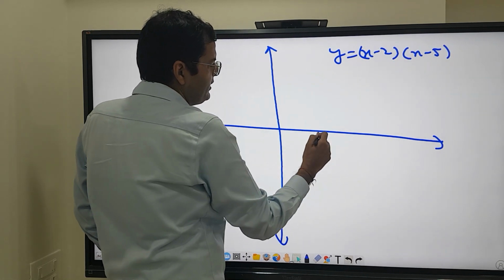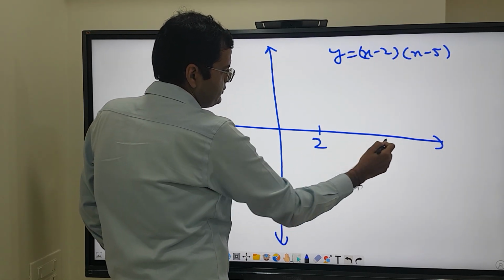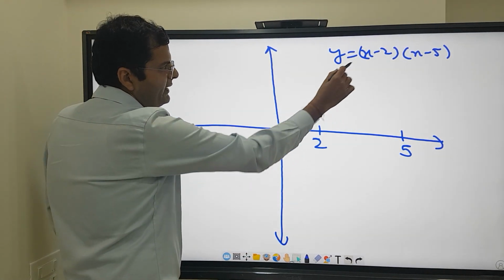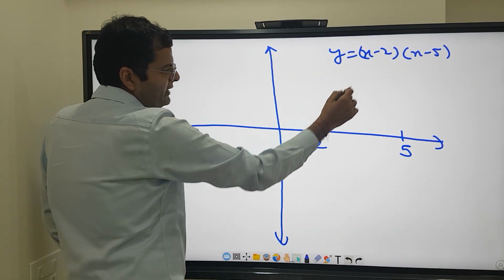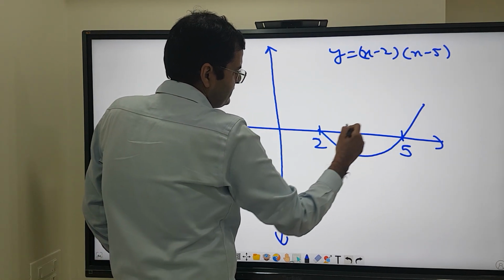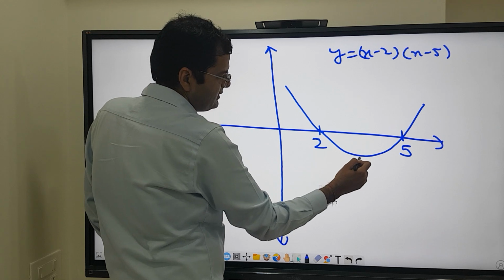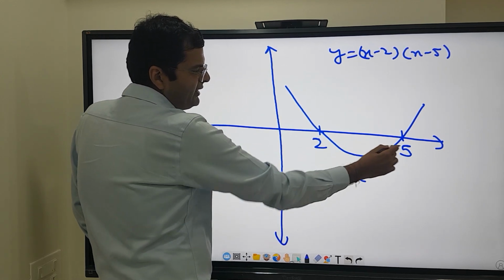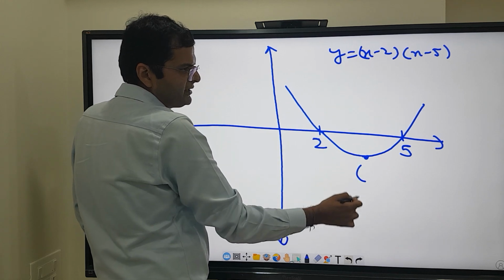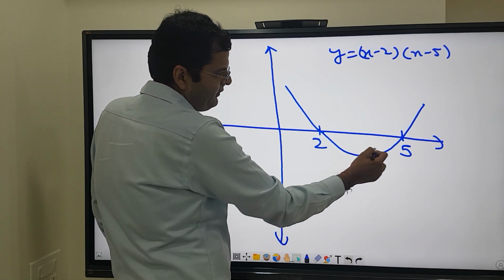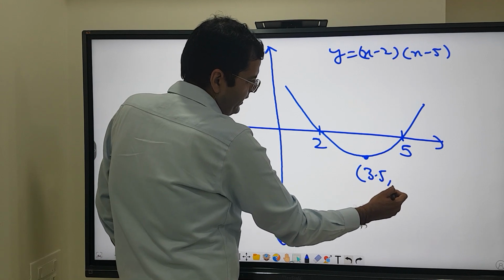When x is 5 and 2, this will be 0. So the graph will cut the x-axis here, and x square has a positive coefficient, so the graph moves like this, such that this is the lowest point. At this lowest point, the x coordinate will be exactly in between 2 and 5, because the graph is symmetrical about this lowest point. So 2 and 5, exactly in between, is 3.5.